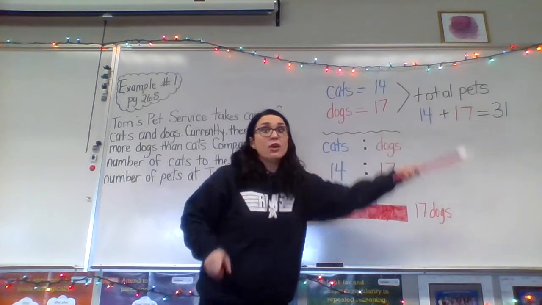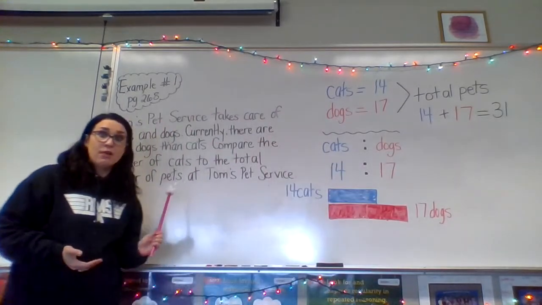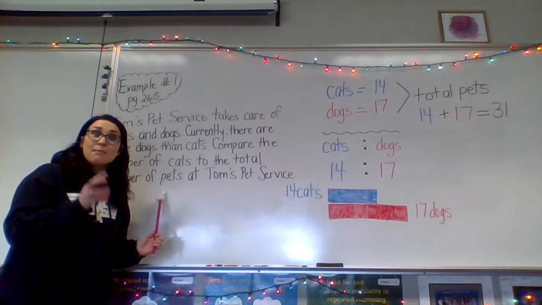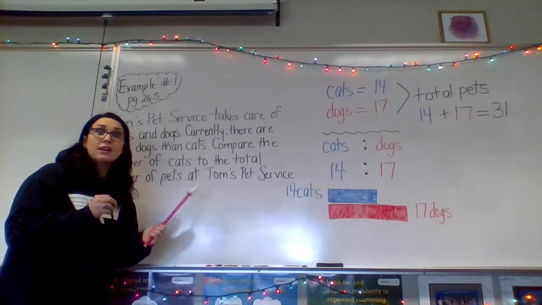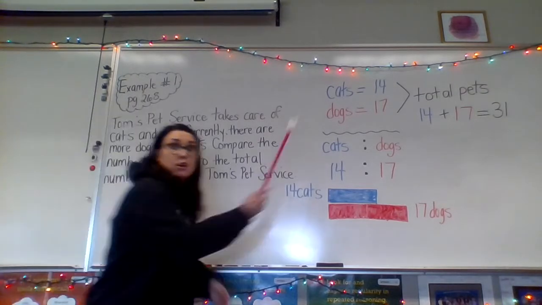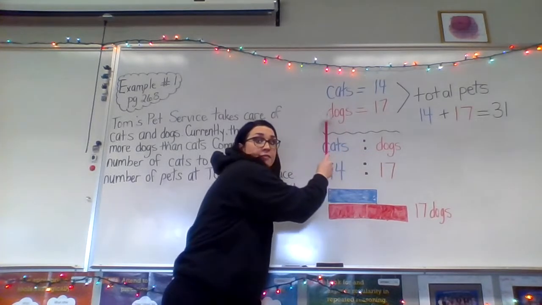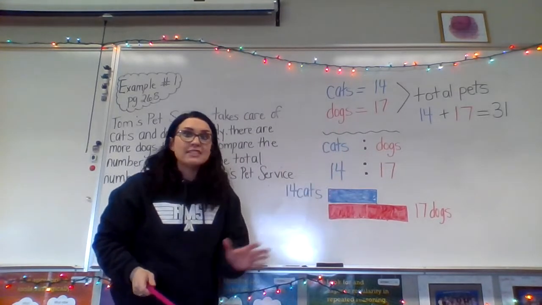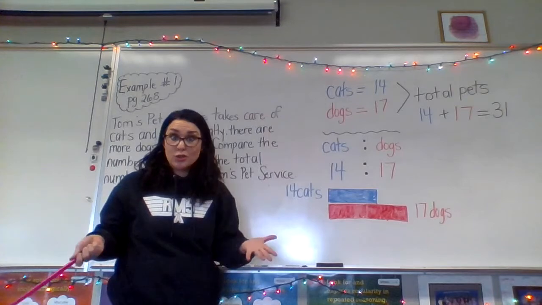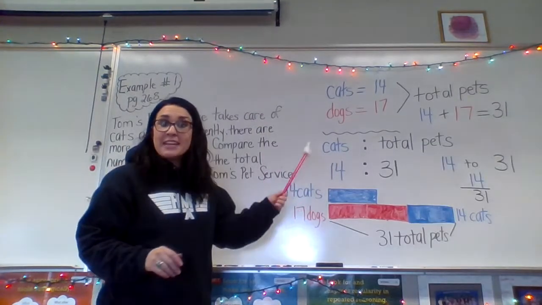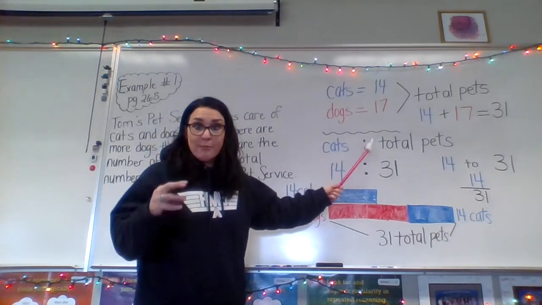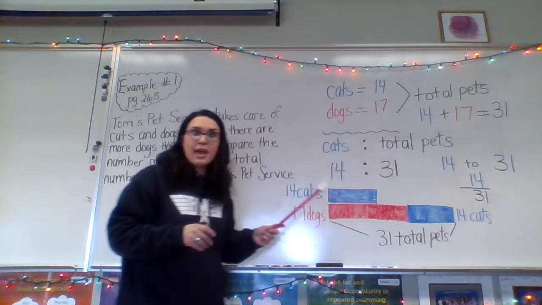All right, so now let's go back to the original problem, and it wants us to compare the number of cats to the total number of pets. Total number of pets, number of cats, all right? So now let's look at how we would compare those two quantities. So now we're comparing the number of cats to the total number of pets. And remember, that's 31, okay?